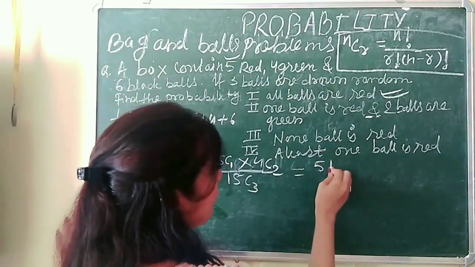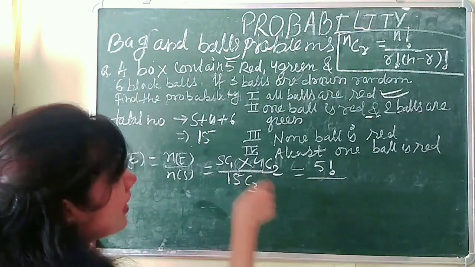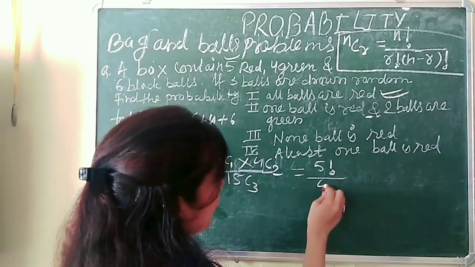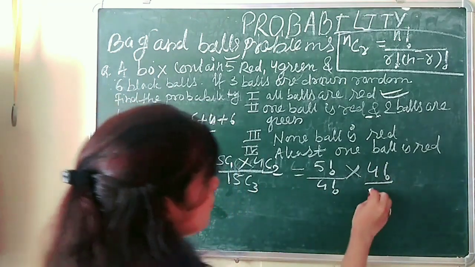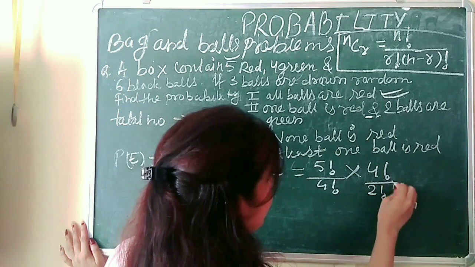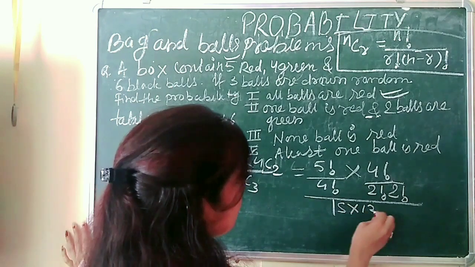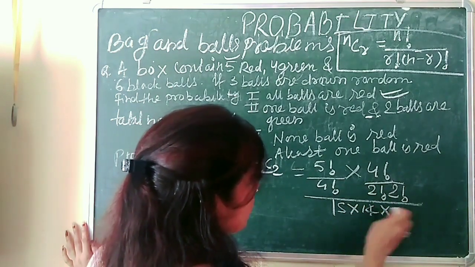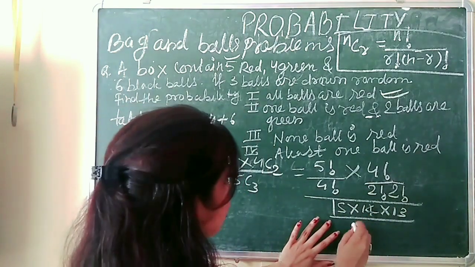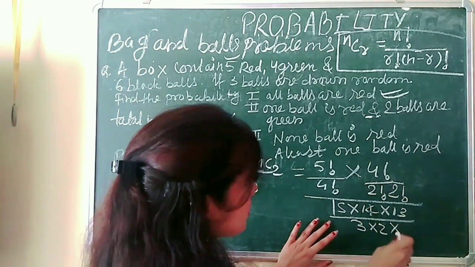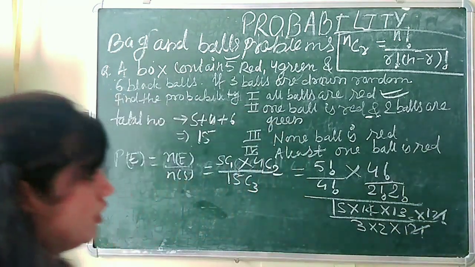So it will become 5 factorial upon 1 factorial, which is 1 only, and 5 minus 1, that will be 4 factorial, cross 4 factorial upon 2 factorial and 2 factorial. Now here again we will get the combination 15 cross 14 cross 13 into 12 factorial, and down here we will get 3 factorial, 3 cross 2 cross 12 factorial, and this 12 factorial and this 12 factorial will be cancelled out. Now we will solve it.